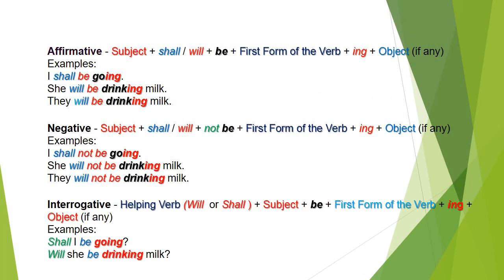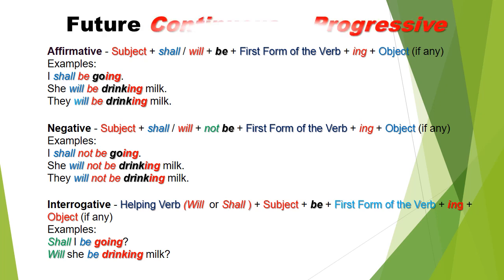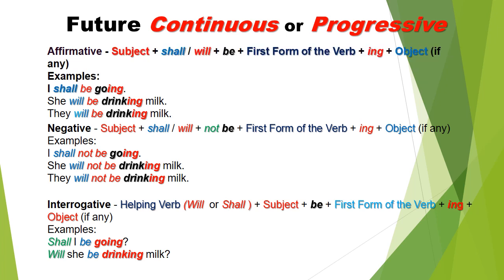The future continuous tense, also referred to as the future progressive tense, indicates that something will occur in the future. The construction for future continuous tense is like this. For affirmative sentences, subject plus shall or will plus be plus first form of the verb plus ing plus object if there is any. I shall be going.